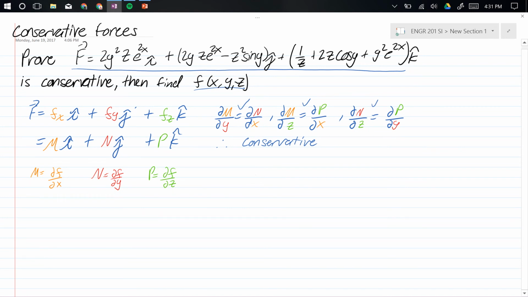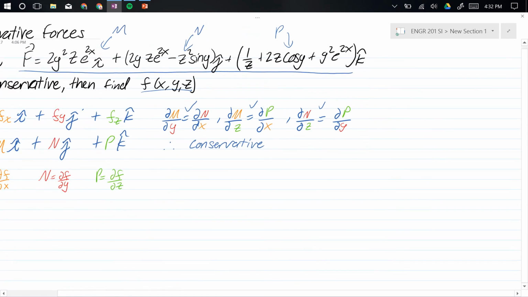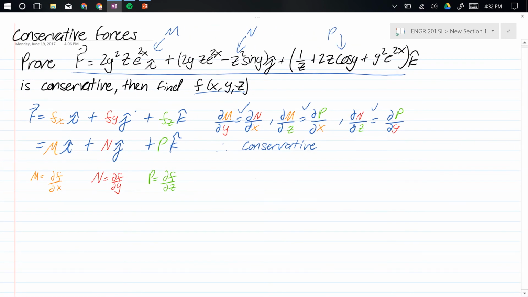So to prove that it's conservative, we do the partial of M with respect to y. So this is M, this is N, this is P. All right, so then I can do the partial with respect to y, so it would be the partial of 2y squared z e to the 2x with respect to y.